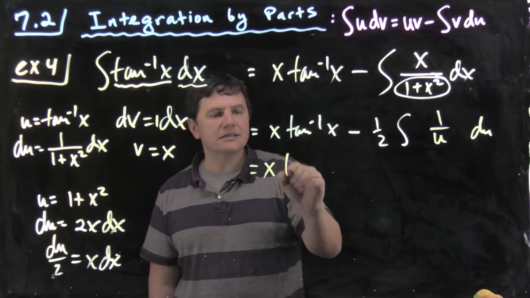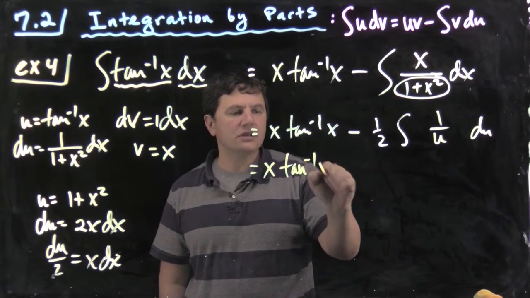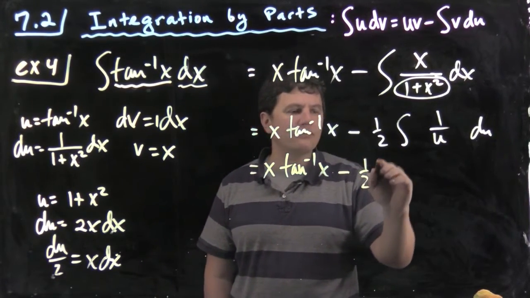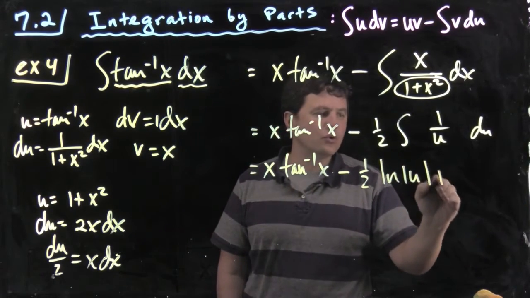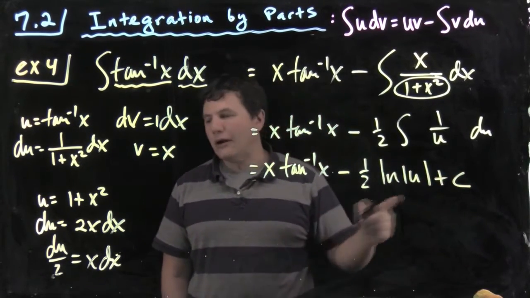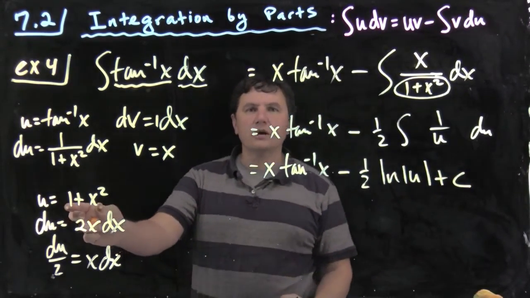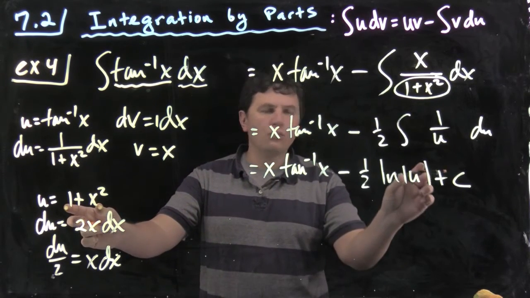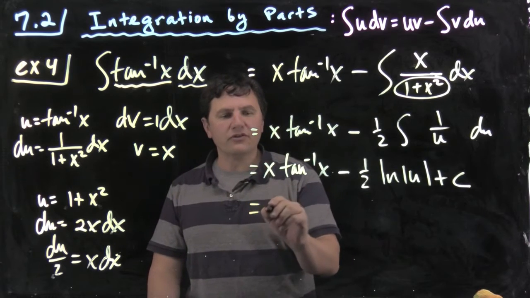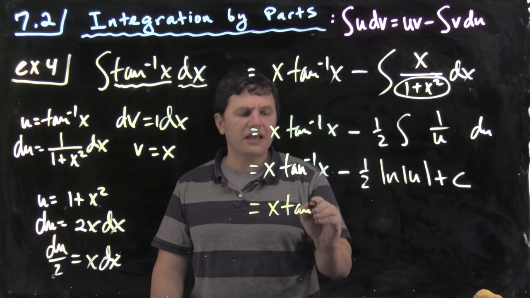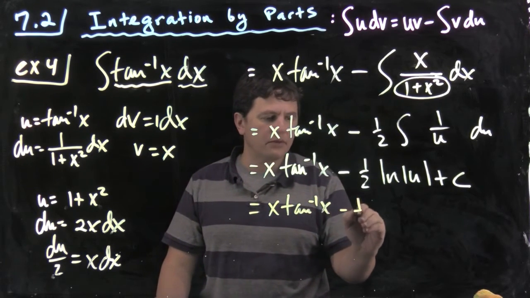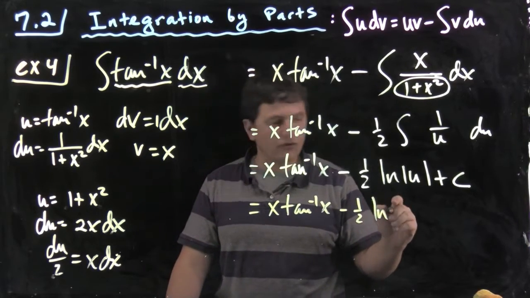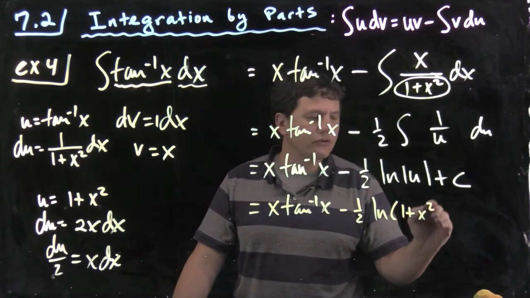So this will be x inverse tangent of x minus 1/2 ln absolute value of u plus c. Now u is 1 plus x squared. Let me just make the point that that's actually never going to be negative. So I don't need the absolute value here, so I'm just going to drop that. If you leave the absolute value in here, that's not something I'm going to take off points for, but it is extraneous in this situation.